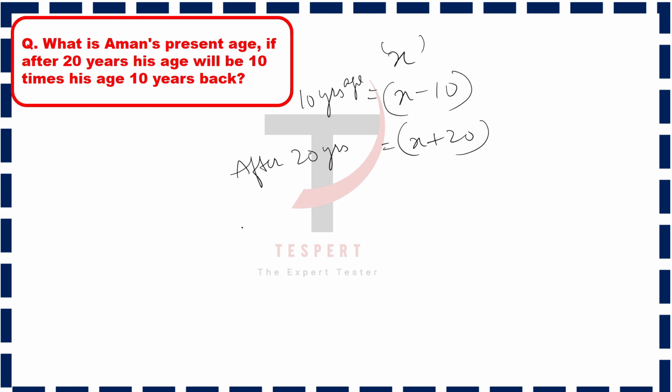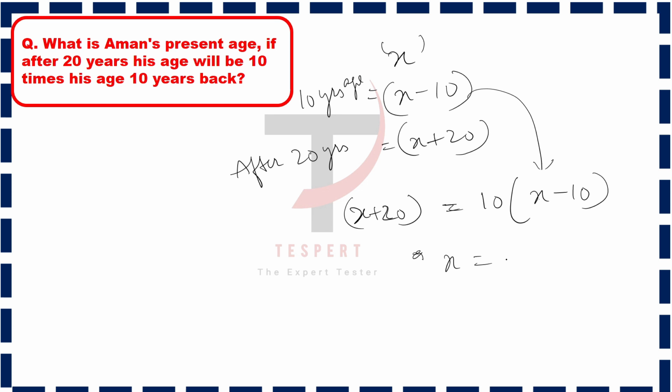That means after 20 years, x plus 20, will be equal to 10 times of the age of 10 years ago, right? 10 times of 10 years ago, which is 10 times x minus 10, right? So just solve the equation and you will get x as 13.3 years. Okay. So if Aman's age after 20 years will be 10 times his age 10 years back, Aman's age at present is 13.3 years. This is the present age, current age of Aman.